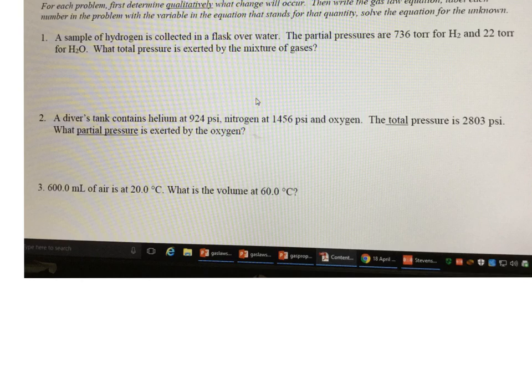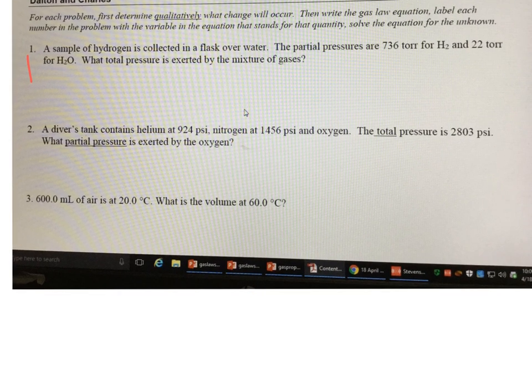This first one is Dalton's Law. Are we doing this in our drill? This is going to be on a blank sheet of paper.